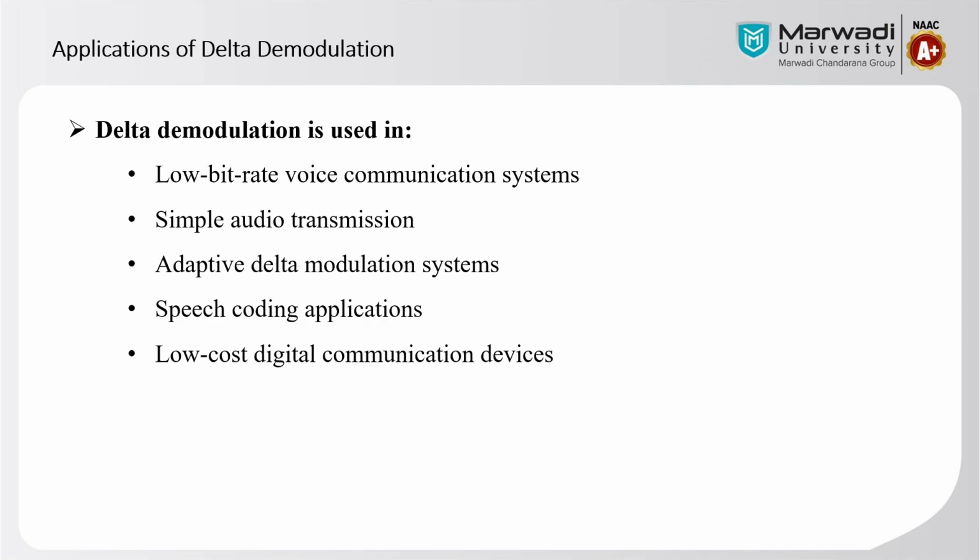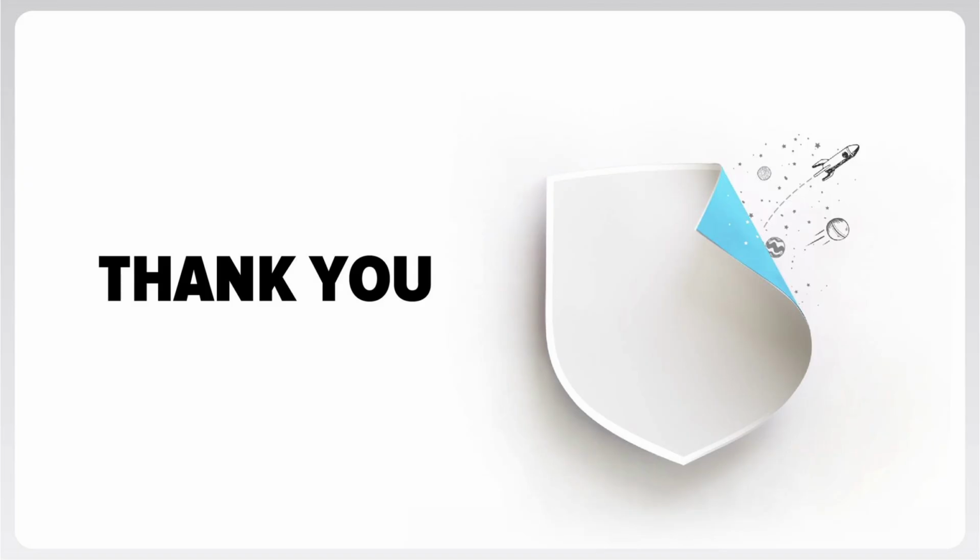Applications of delta demodulation. Delta demodulation is used in low bit rate voice communication systems. It is applied in simple audio transmission systems. It is also used in effective delta modulation techniques. Demodulation techniques play an important role in speech coding applications. It is suitable for low cost digital communication devices.